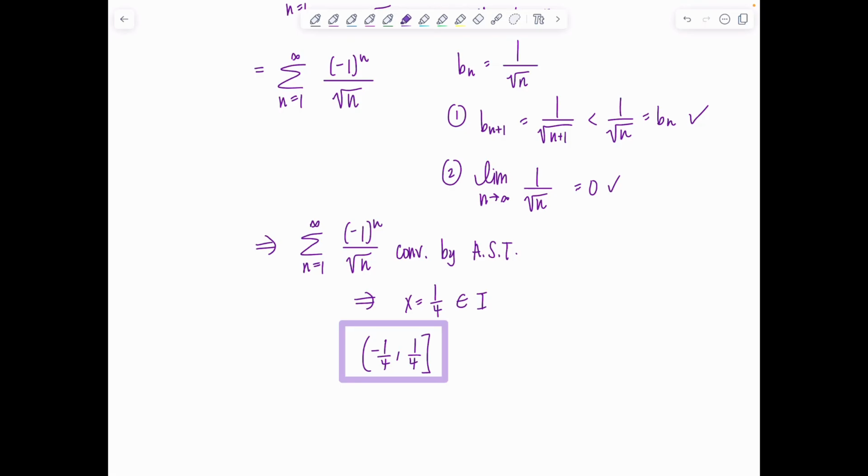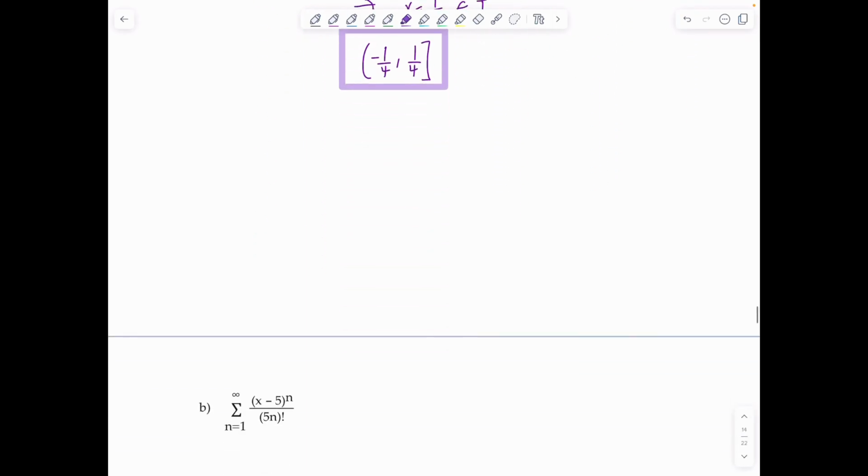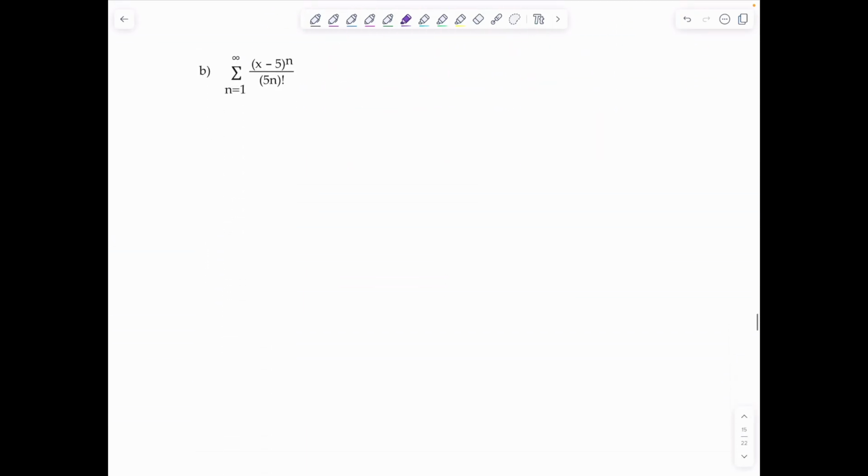Moving on. Next one. That was quite a bit of work. So the next one I gave them was going to be more relaxing, believe it or not. We have the sum n equals 1 to infinity of (x minus 5)^n over (5n) factorial. Again, we're finding the interval of convergence. So do ratio test most of the time, especially since I see factorials. It's like, oh, use the ratio test, please, please.